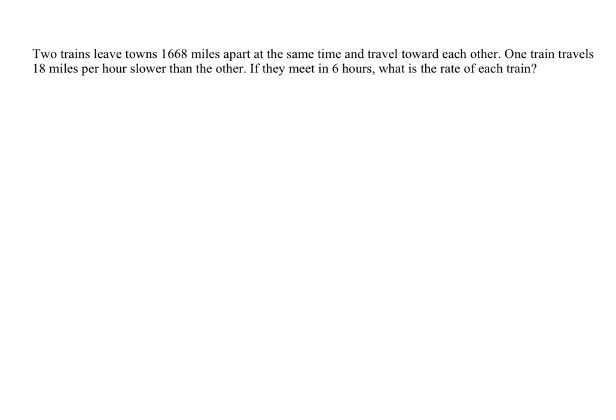Two trains leave towns 1,668 miles apart at the same time and travel towards each other. One train travels 18 miles an hour slower than the other. And if they meet in 6 hours, what is the rate of each train?